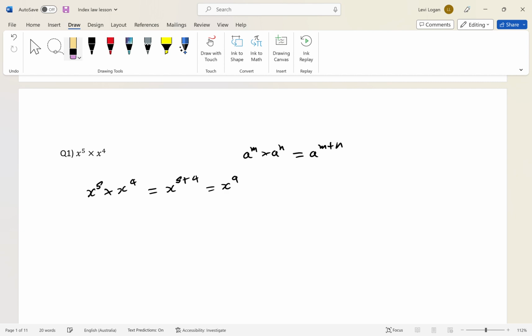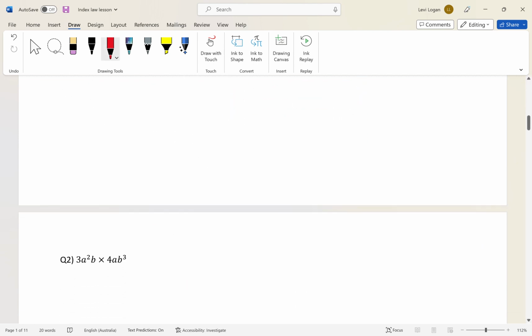So that's the full working for question 1. Hopefully you all got that, or you understand how I got that. It's just the first law here. Let's go on to the second question.